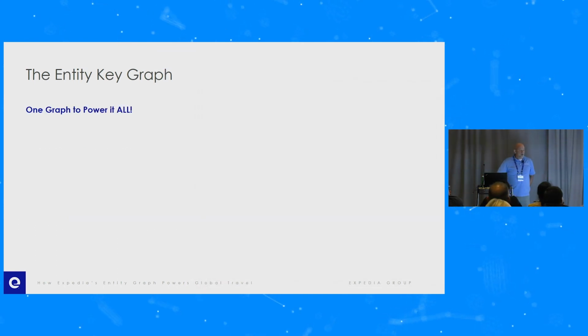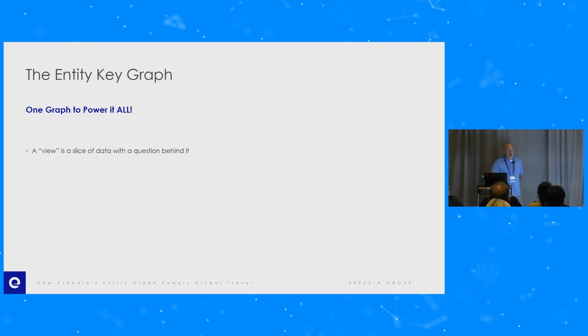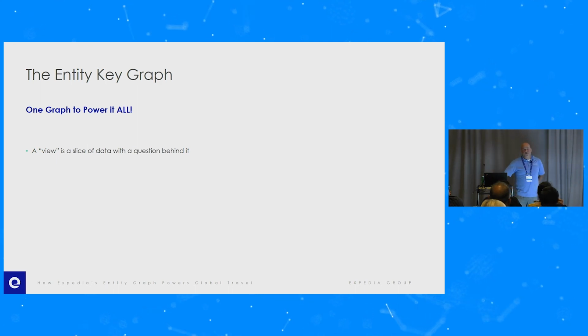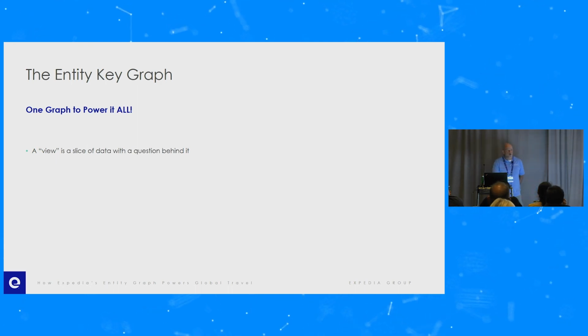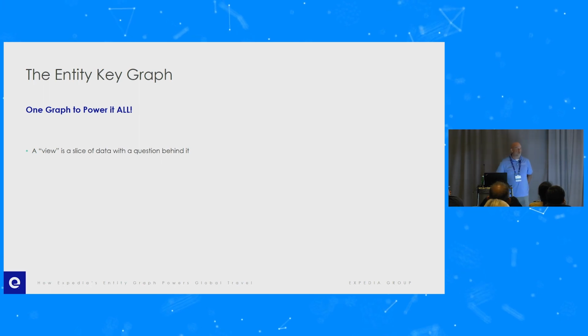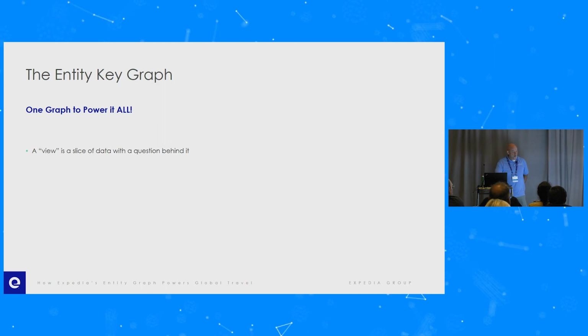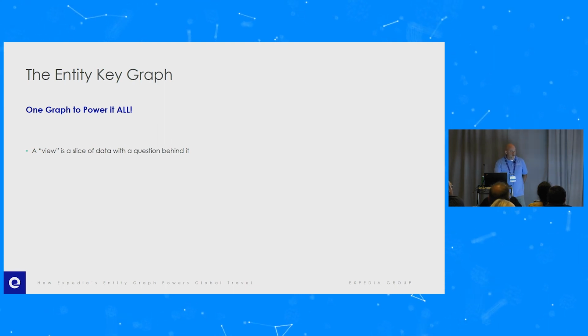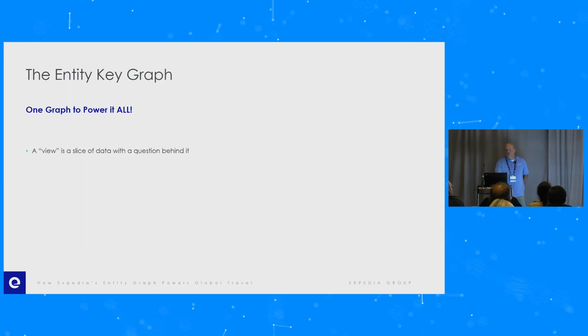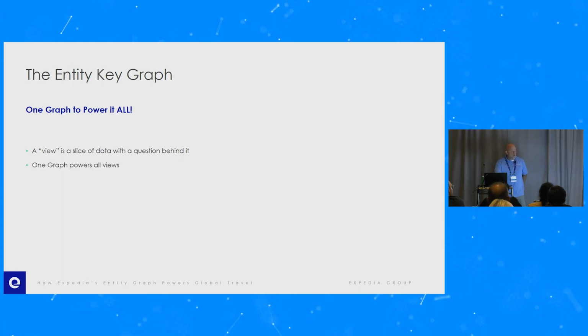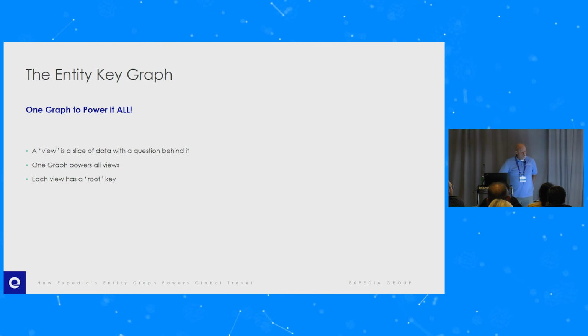The important thing here is that one graph powers all those answers. I don't have 14 graphs and 14 views. I don't have 53 views and 53 graphs to go with it. I have one graph that answers all the questions. And a view is a slice of data with a question behind it. So it depends on what part of the business you're from. You can utilize our graph. One graph powers all the views. Each view has a root key.